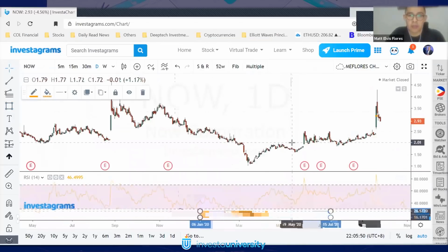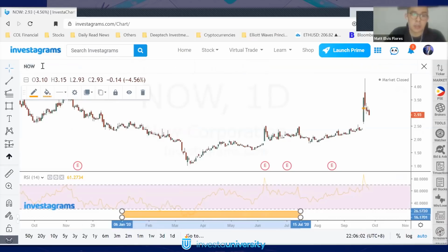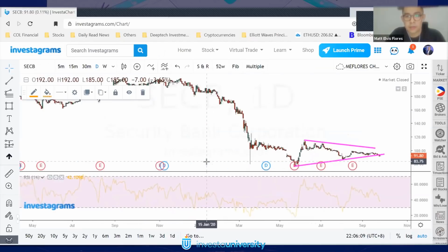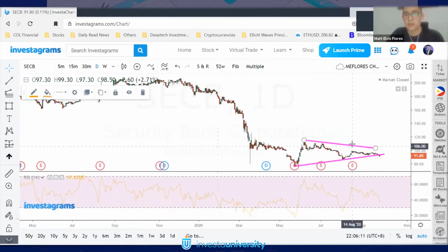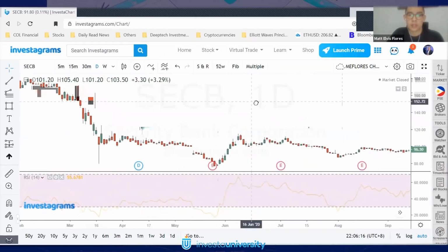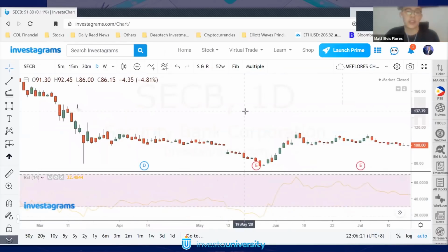However, the bullish divergence is not clear at this level. It's not very pronounced. So let's look for a more pronounced one, Security Bank. This recent move here, this move. Okay, right there.